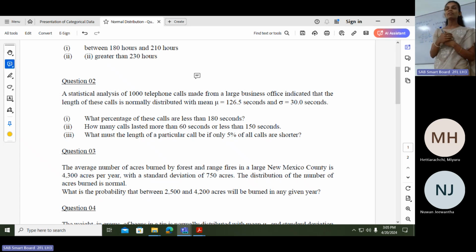But what does the question ask? How many calls, not the probability. Then how do we calculate how many calls? In the survey, the total number of telephone calls here is 1000. Then multiply that value by 1000. How many calls? 768.7. It means 769. Understood? Okay.